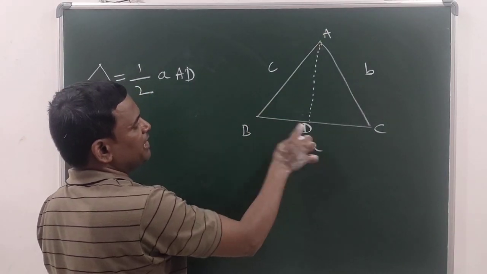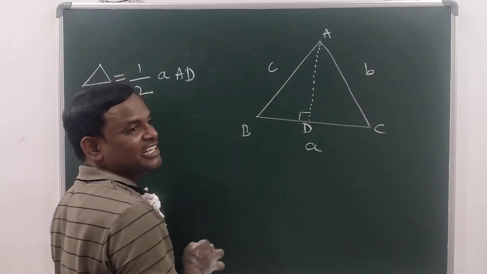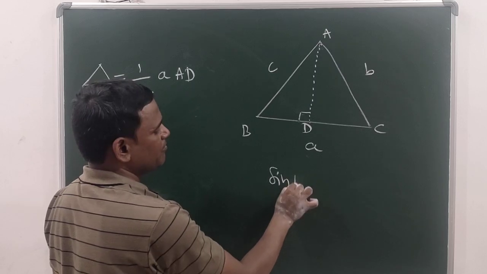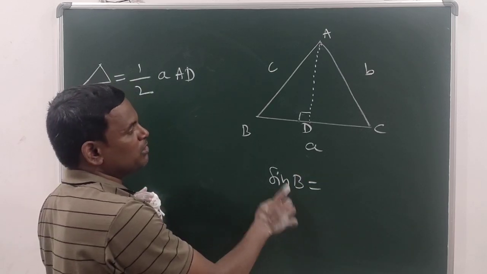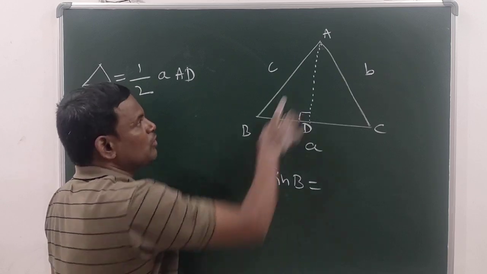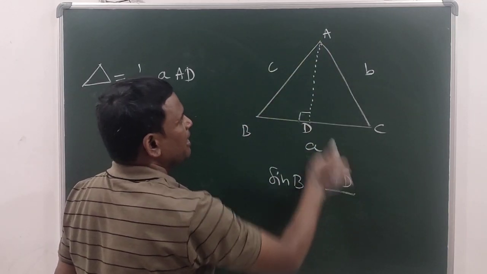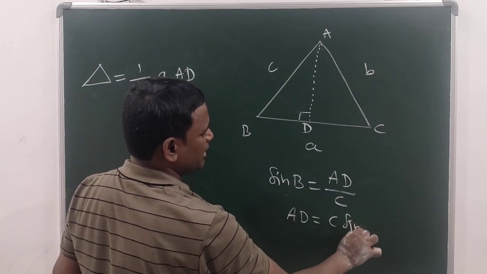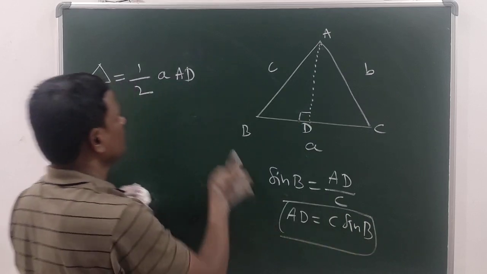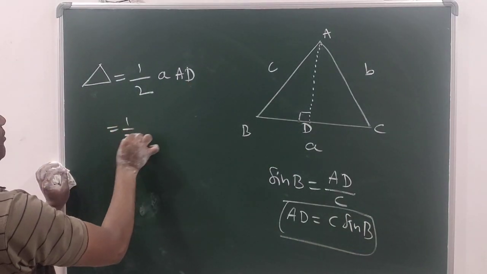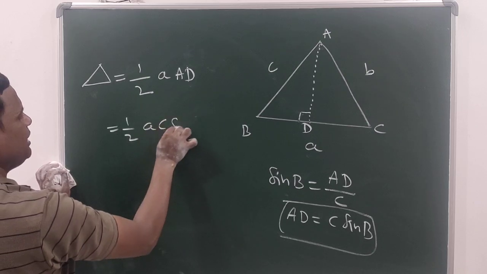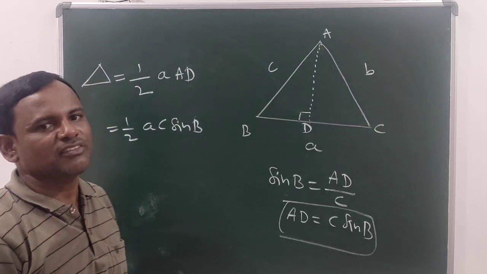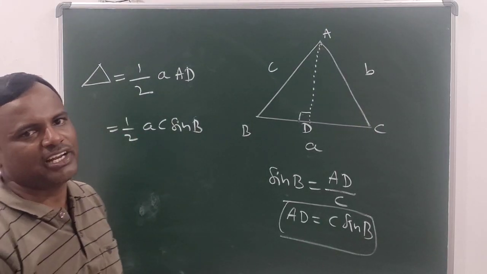Now go to this triangle BDA. AD is an altitude, which makes 90 degrees with the opposite side. Define sine B. In this triangle, sine B is opposite AD by hypotenuse, small c. So AD is equal to c into sine B. Now delta is equal to 1 by 2 small a into c into sine B. So 1 by 2 ac sine B is one of the formulas to find the area of this triangle ABC.